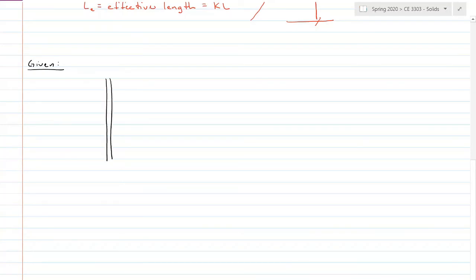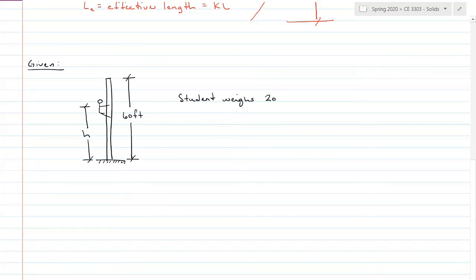A flagpole here that is fixed free. We're going to put a little student on here that is trying to climb up this flagpole that we're going to say has a total height of 60 feet. And we're going to say that the student weighs 200 pounds. And that the flagpole is made of aluminum, so that gives us a modulus of elasticity of 10,000 KSI.